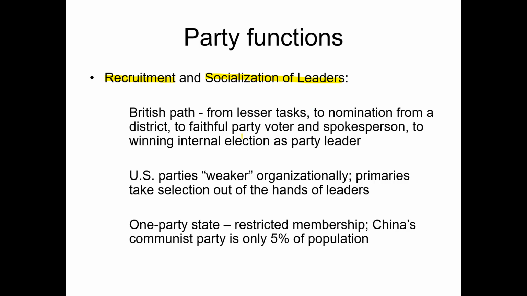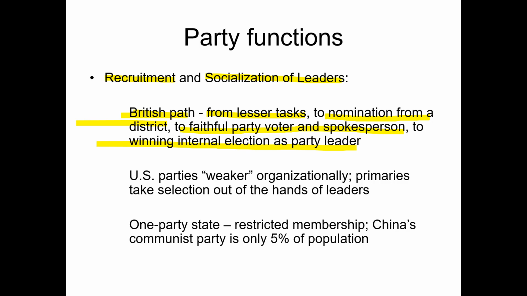But we'll look, in a couple other classes, at the differences between the British system and the U.S. system, considering our similarities, but there's some interesting divergences there. In the British system, it's more of a farm team type system, where future politicians, future leaders, start from the lower ranks, from lesser tasks to a nomination from a district, could be a faithful party voter and a spokesperson, and then perhaps winning an interim election as a party leader.